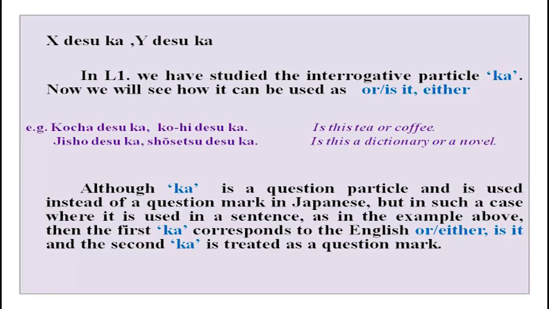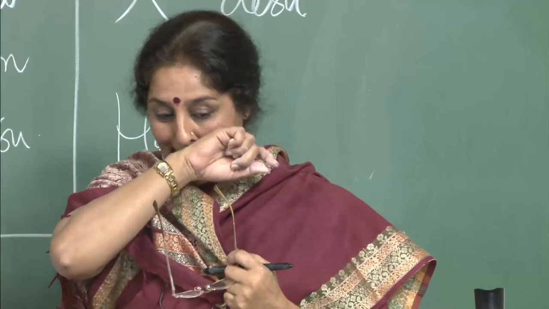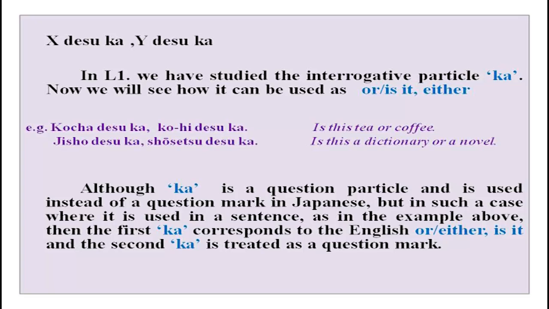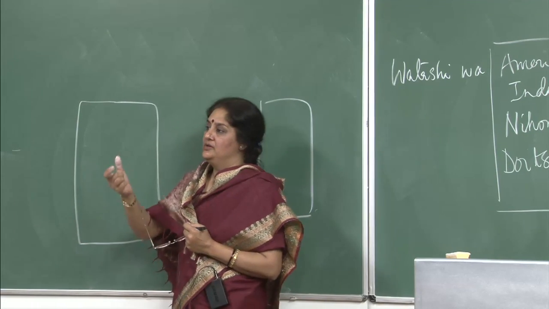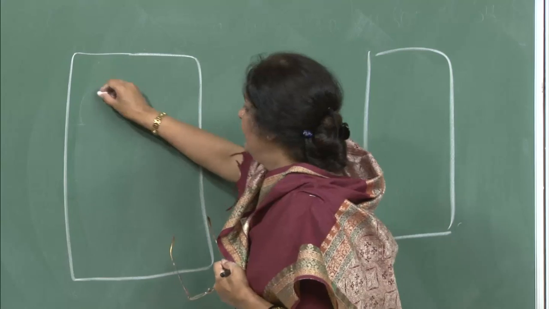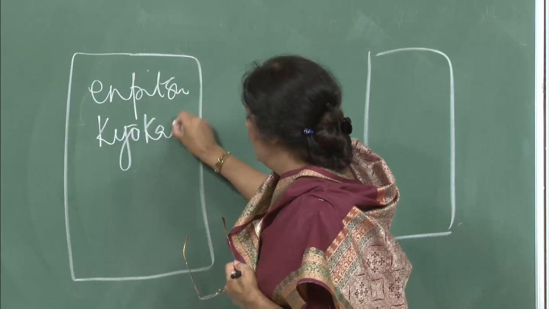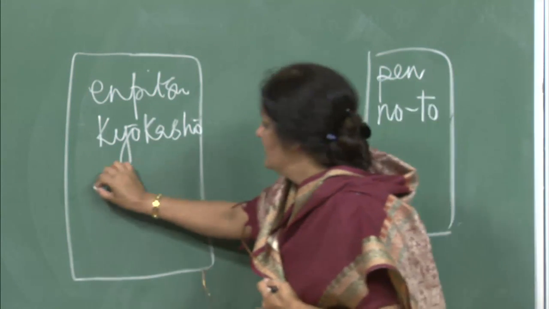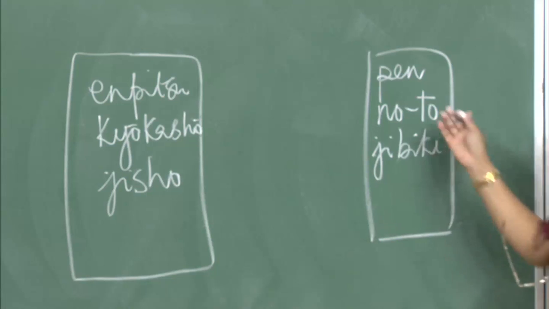Just now we did noun 1 desu ka, noun 2 desu ka. It simply says or, either. There's a choice between the two. Now, for noun 1, you can also replace it with simple words that you have done. Enpitsu, kyokasho, pen, noto, jisho, jibiki. So you can replace it with any of these.